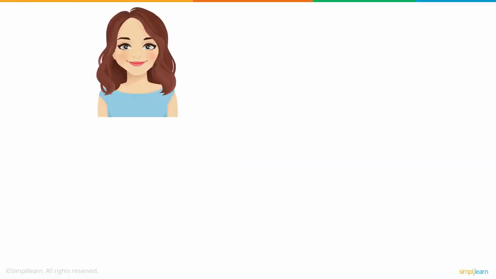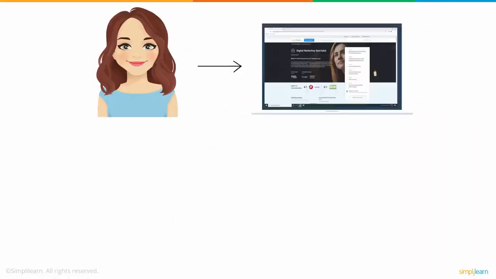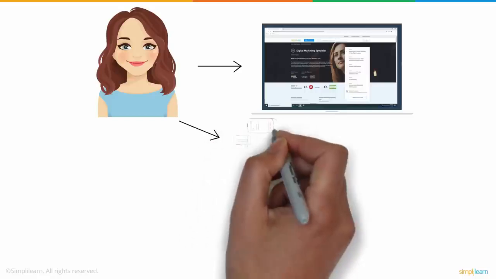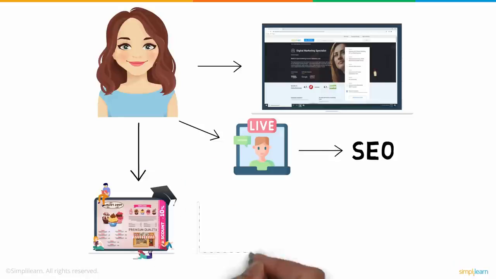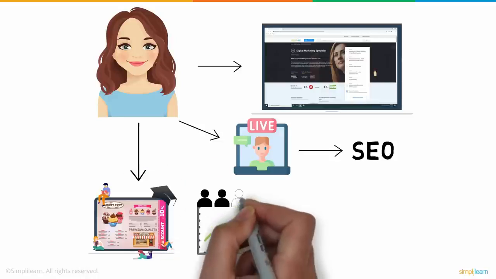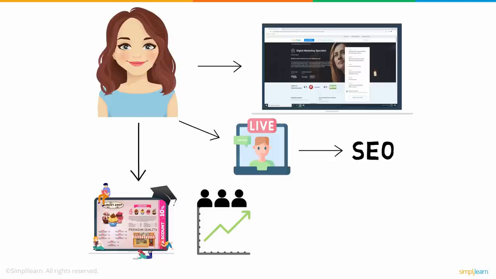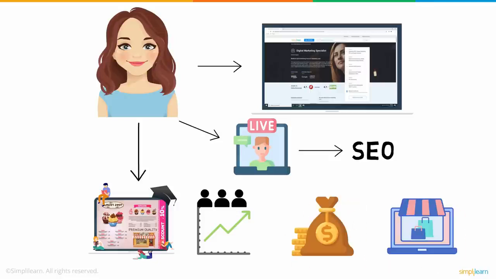Now, let's go back to Rachel. Rachel decided to take up SimplyLearn's digital marketing certification. With classes covering just about everything she needed to know about SEO, it was only a matter of time before Rachel began to implement her learnings on her website and see a massive uptick in the number of viewers coming to her website. In time, she could even earn money off the site by setting up an online shop.